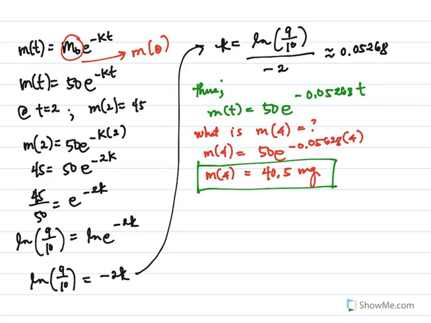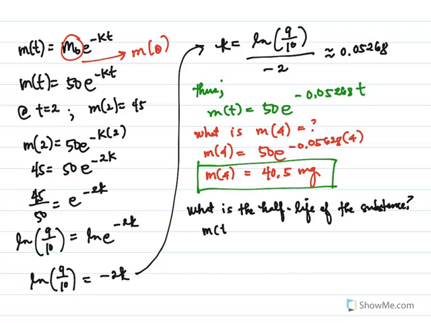So let's say we are asked to find the half-life. So just an additional question again. What is the half-life of the substance? So what you do is you just solve for, the value if the half-life of the mass is t sub 1/2, or m of t sub 1/2 is just 25 milligrams, because your initial is 50. So after the half-life, it will become just 25 milligrams.